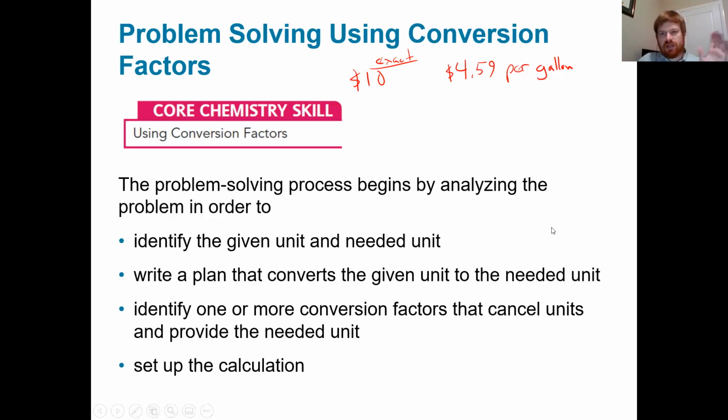Okay, but I'm getting a little bit ahead of myself. Here's what we're going to do for this type of problem solving. The first thing that we want to do is identify what unit we're given, and then also identify what unit we need to get to. So the way I always do this is I start with what I call a solution map. I'll start with given, identify what that is, and I know I need to get to the needed unit.